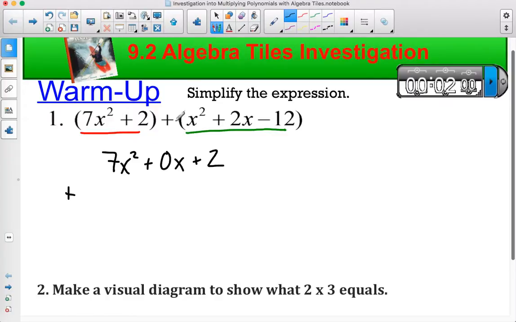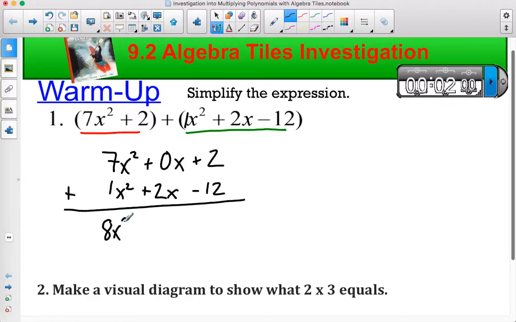So I have 1x squared. There's actually a 1 out in front of this, so I'm going to put 1x squared. How many x's? I have 2 x's positive, because there's a plus, and I have minus 12 1s. Now I've lined them up. I'm really just adding my like terms, counting how many x squareds, how many x's, and how many number 1s I have. In total I have 8x squared, 0x plus positive 2x, so positive 2 x's in total, and positive 2 plus negative 12 is minus 10 1s in total. When I add those 2 polynomials, that is what I get.